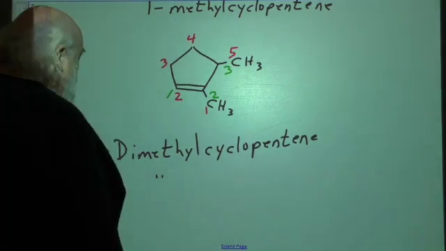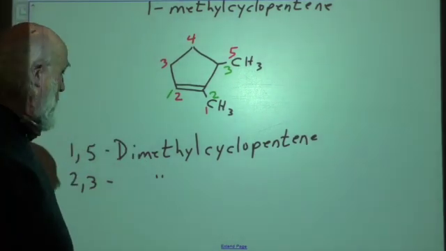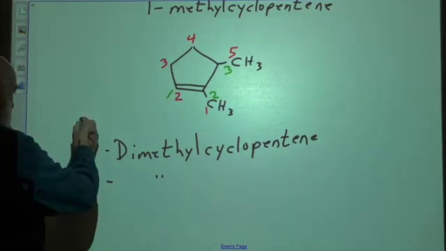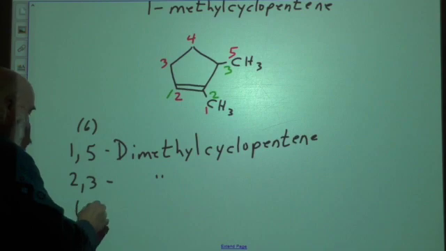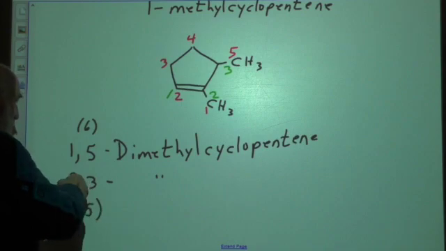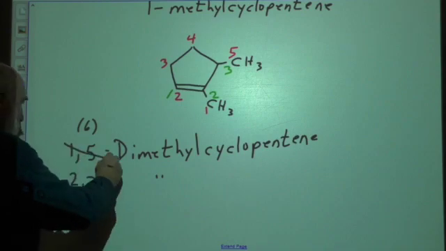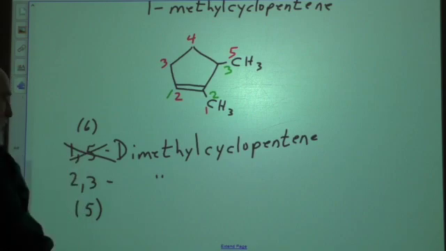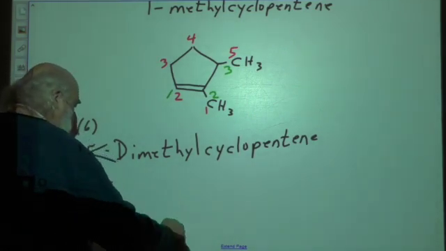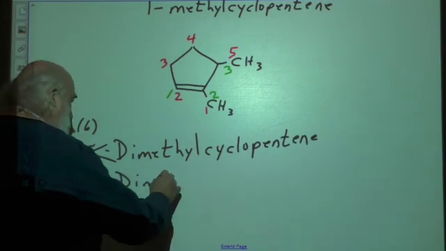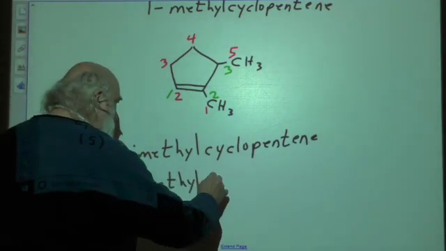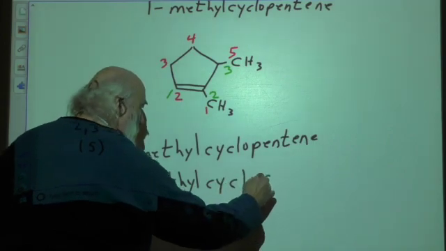Well, this is where the sum comes into play. What's 1 plus 5? 6. What's 2 plus 3? 5. That means this is the correct answer. So this is not going to work. So this is going to become 2,3-dimethylcyclopentene.